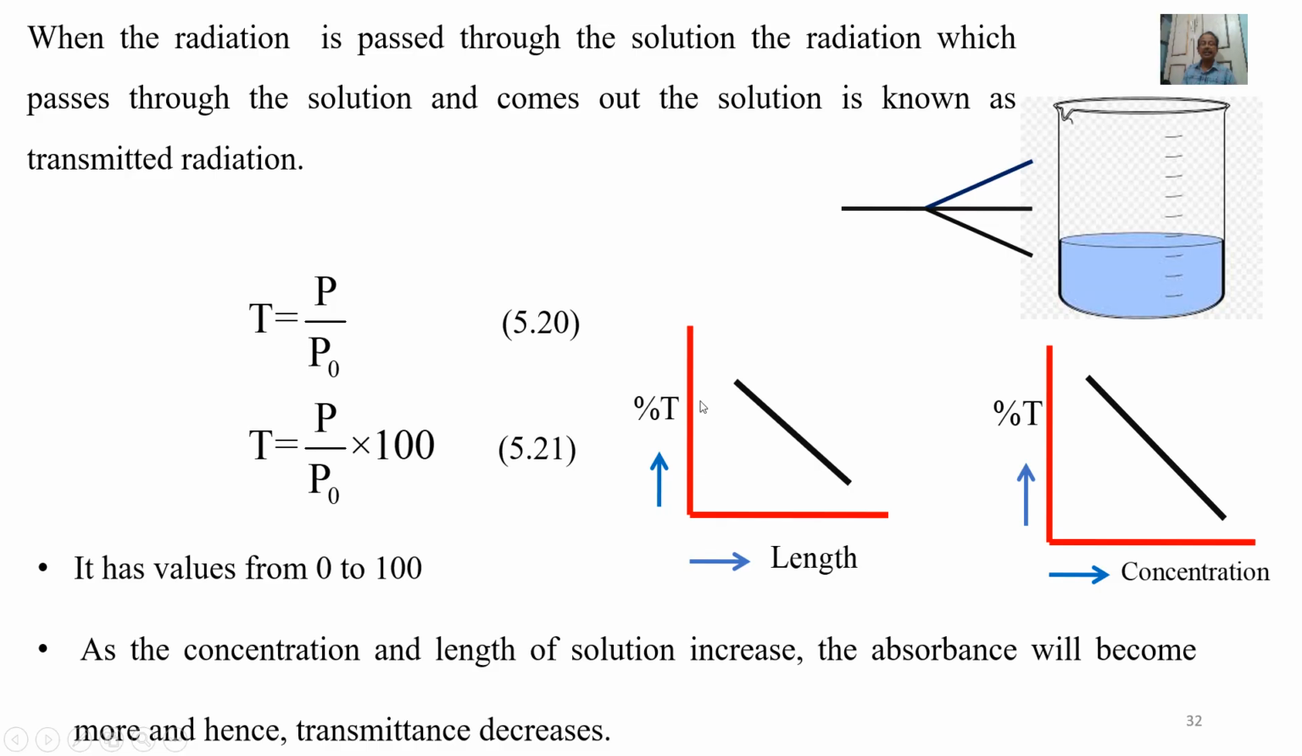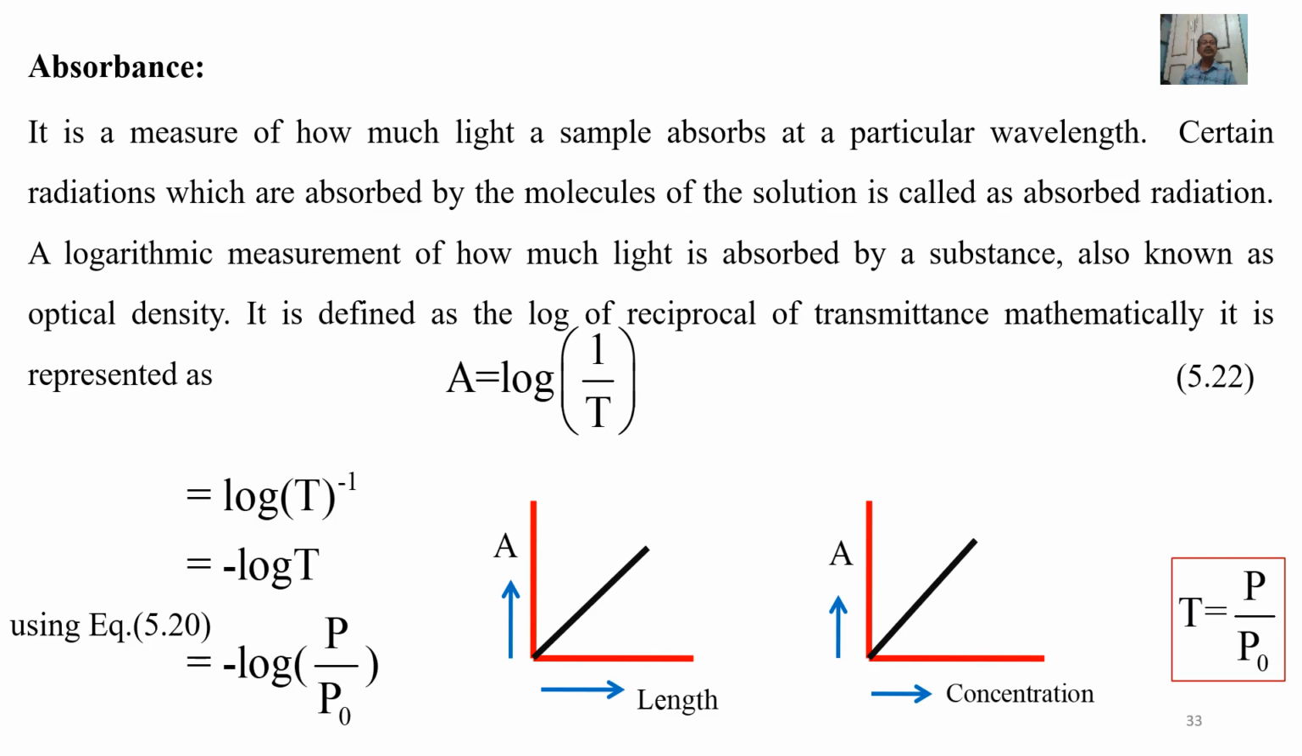So transmittance versus length is drawn here. As length increases, the transmittance decreases, and here also as concentration increases, the transmittance decreases. Absorbance is a measure of how much light a sample absorbs at a particular wavelength. Certain radiations which are absorbed by the molecules of the solution are called absorbed radiation. It is a logarithmic measurement of how much light is absorbed by a substance, also known as optical density.